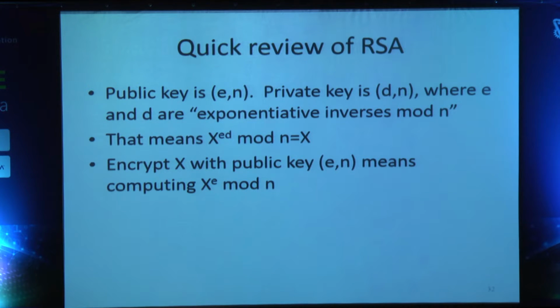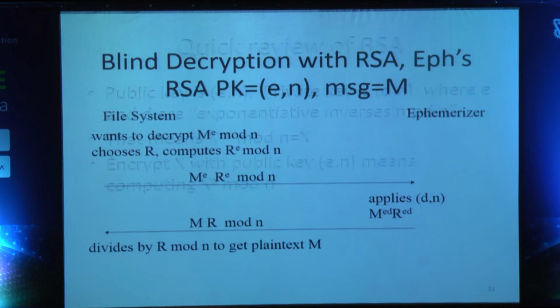So given that e is the public exponent, d is the private exponent. Exponentiative inverses means if you take something x, raise it to the power e, then raise it to the power d, the e's and d's cancel out. And encrypting something with a public key means that you raise it to the public exponent e, so x to the e mod n is x encrypted with the public key.